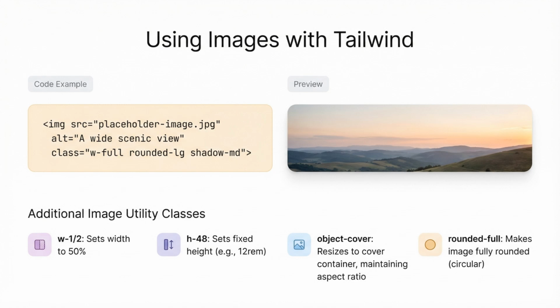Tailwind also makes it easy to style images. w-full makes the image span the full width of its container. rounded-lg adds large rounded corners. shadow-md adds a medium drop shadow. For profile pictures, rounded-full makes the image a perfect circle, and object-cover ensures the image fills its container without distortion, very useful when you have a fixed height set with h-48 or similar.